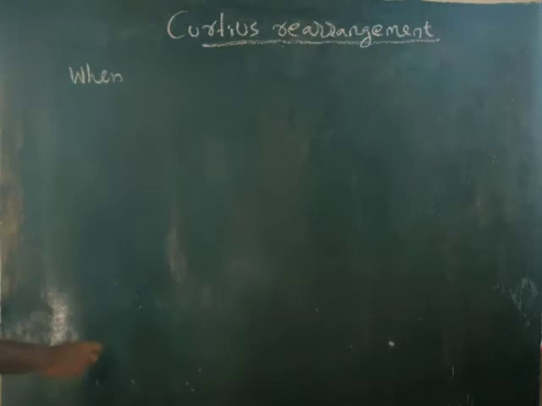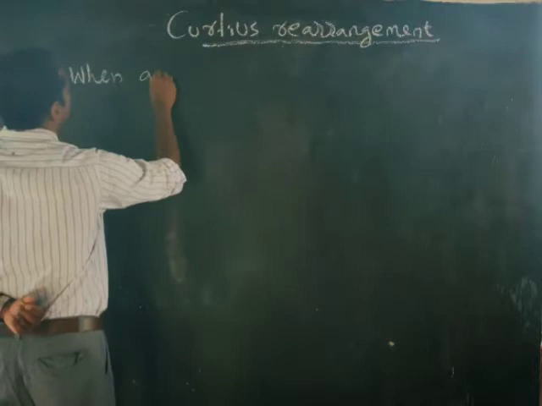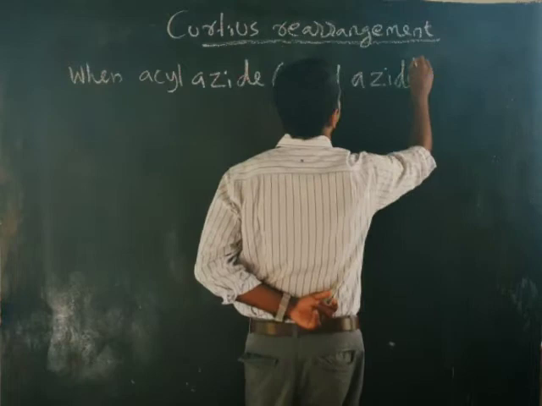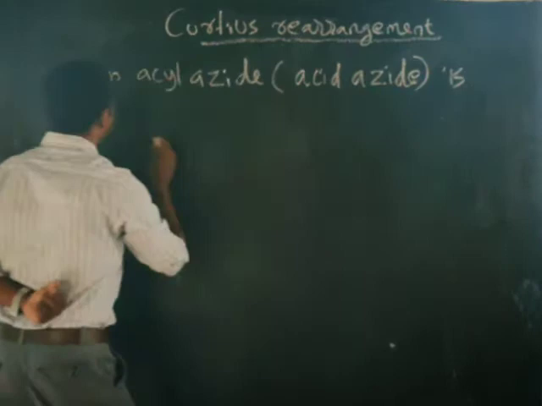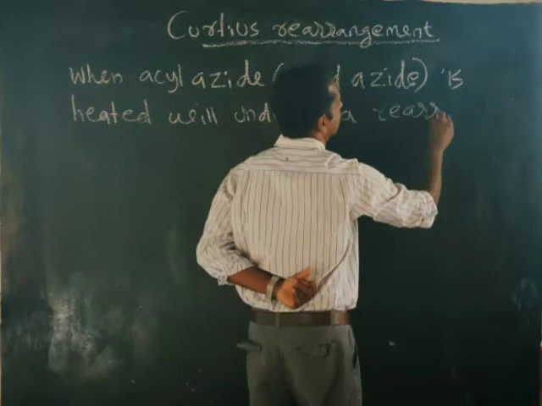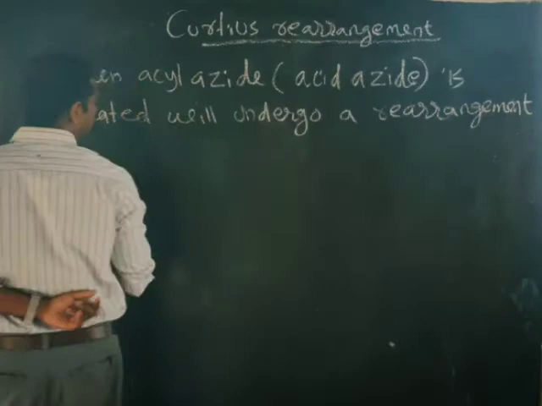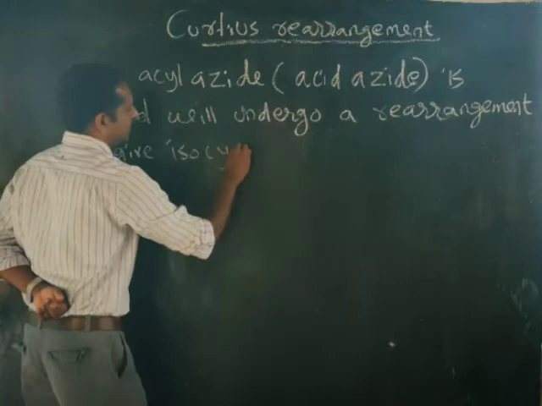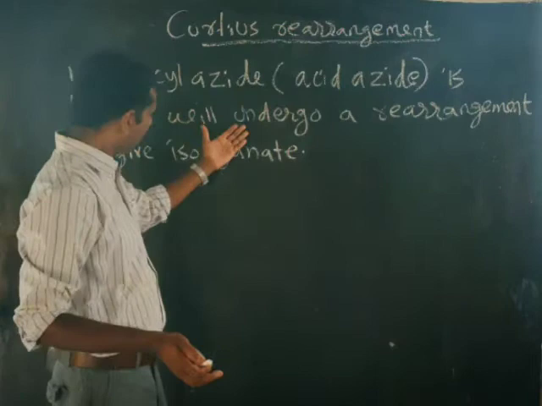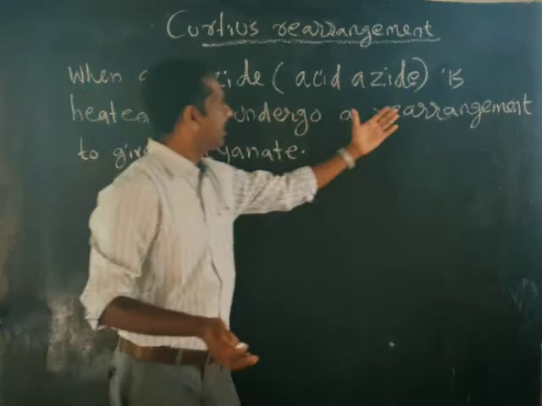When acid azide is heated, it will undergo a rearrangement to give isocyanate. Okay, a very simple rearrangement: when acid azide is heated, the acid azide will undergo a rearrangement to give isocyanate.